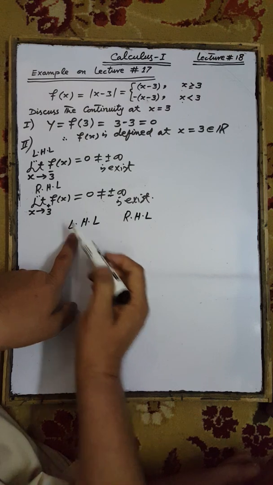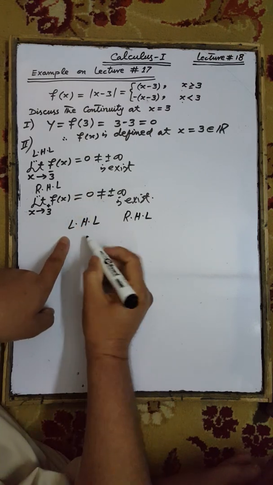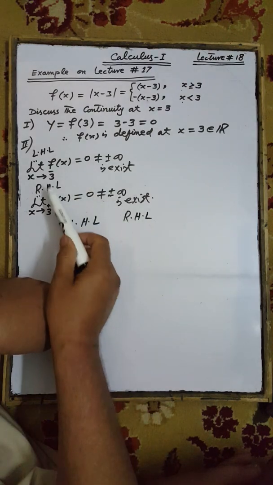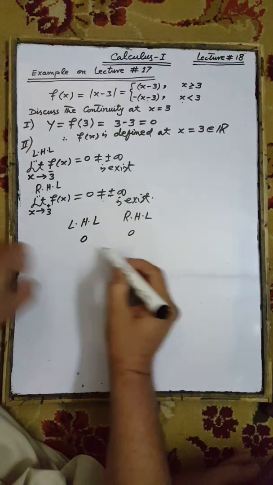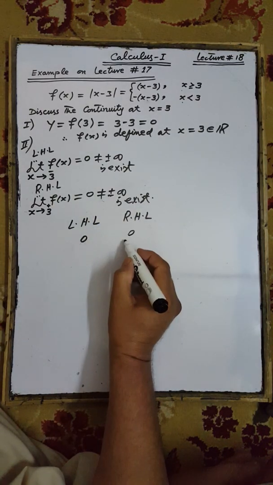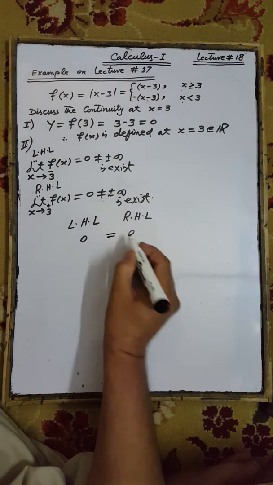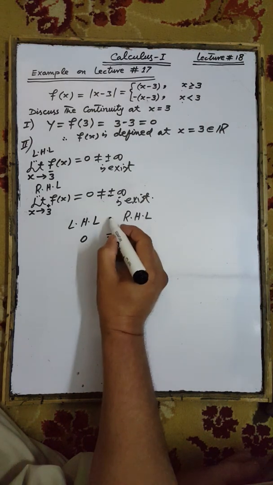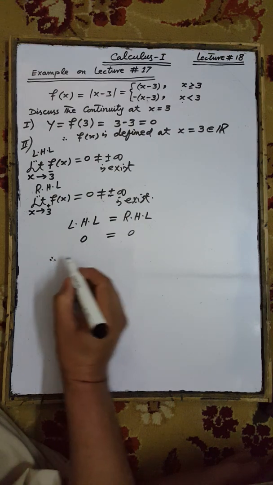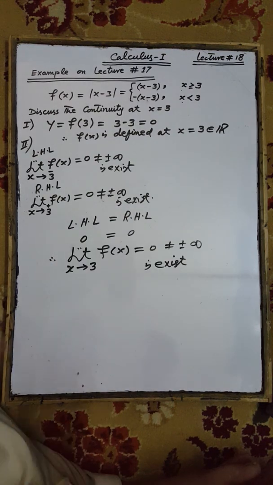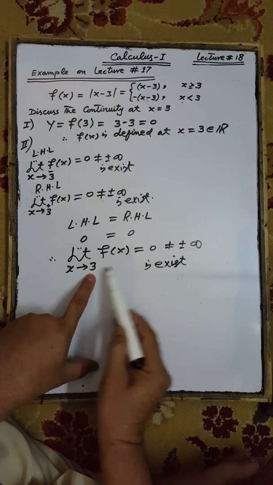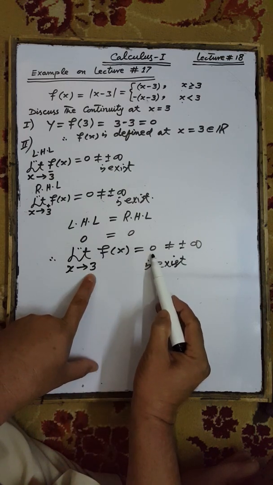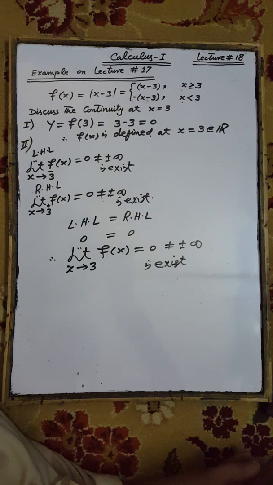Now, the left hand limit of the function exists and is equal to 0, and the right hand limit of the function exists and is equal to 0. The condition between the left hand limit and the right hand limit of the function is the condition of equality. Therefore, we can decide that the limit of the function f of x at the point x equal to 3 exists and is equal to 0.